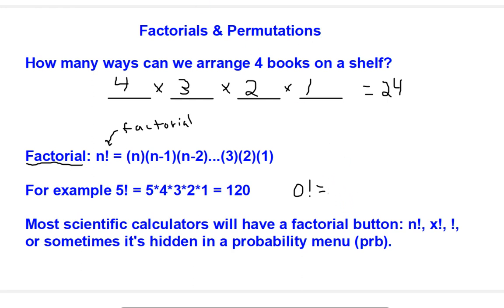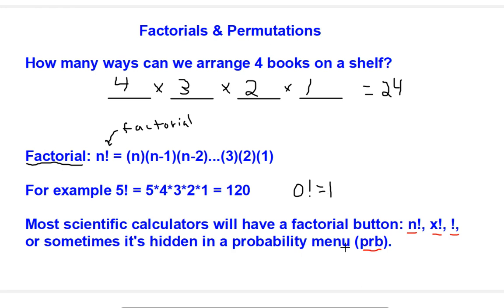Most scientific calculators will have a factorial button on them, and you can find that factorial. It might look like an n with a factorial. It might be an x with a factorial. It might just be an exclamation point. Or sometimes the factorial buttons are hidden under a probability menu, usually indicated by a PRB on a calculator.